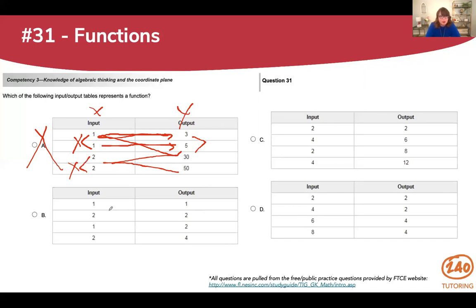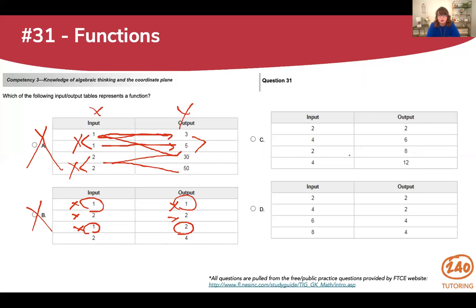Let's look at B. We have an x value of 1 that has an output of 1. We have an x value of 2 that has an output of 2. So far, so good. But look here, we're told the x value of 1, same as this one, now has another y value of 2. That x value of 1 can only have one corresponding y value. And so since 1 has 2 values, and since x of 2 has 2 y values, B also cannot be correct.